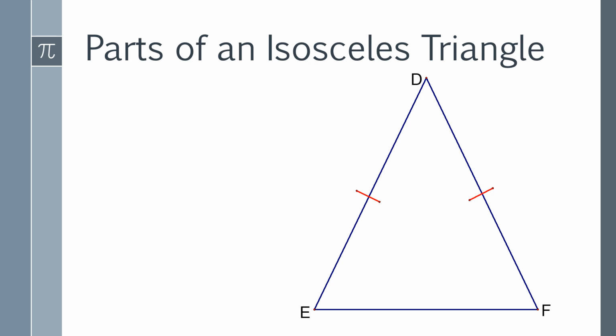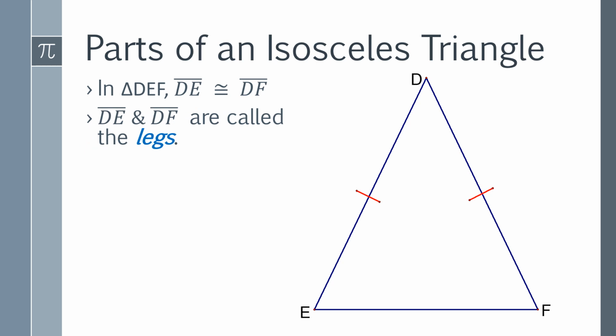So the parts of an isosceles triangle. In triangle DEF, we're going to say segment DE is congruent to segment DF. So segment DE and segment DF are called the legs. The legs are the equal segments. Segment EF is called the base. That is the segment that is not of equal length.